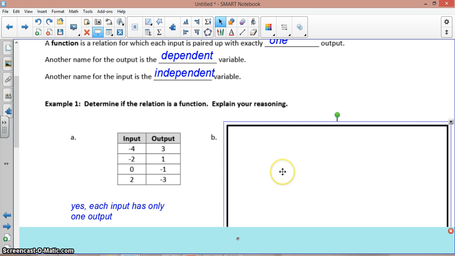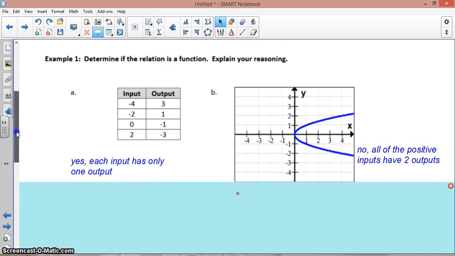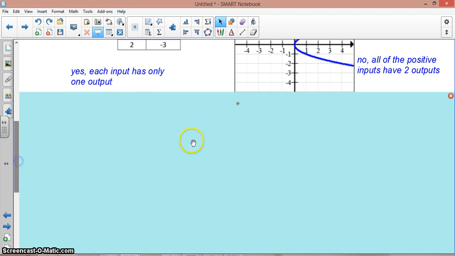If we look at part B, we have a graph. And this is not a function because all these positive inputs, this 1, 2, 3, 4, and the decimals in between have two outputs. So for example, this input of 3 has an output up here and an output down here, making it not a function. Because that input of 3 has two outputs.